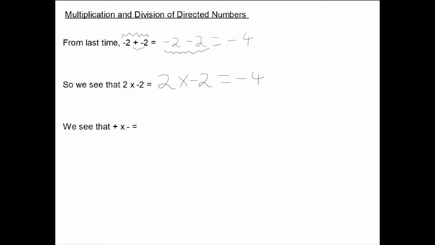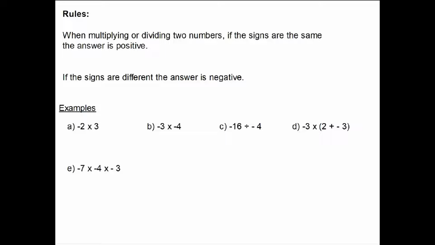We should notice, therefore, that since 2 on its own has an invisible plus sign, because we don't really write plus 2, we just write 2, a plus multiplied by a minus will give us a minus answer, a negative answer. So a plus times a minus is a minus. And this leads us to the idea of some rules for multiplying and dividing negative numbers. When multiplying or dividing two numbers, if the signs are the same, and by that I mean the plus or minus signs, the answer is positive. And if the signs are different, the answer is negative.